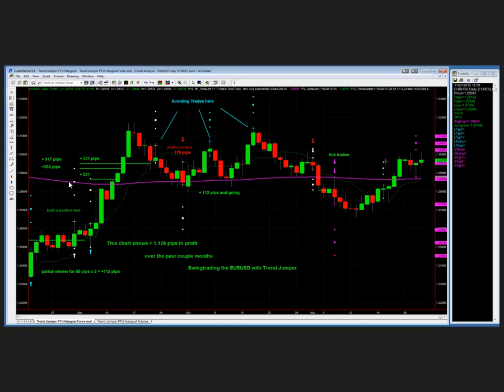This is the current Euro-US. And there's an add-on trade. The blue trade got to full target right here. The trailer is somewhere down in here, locking in a little bit. And you could add to your position right there, going to this third target right there.